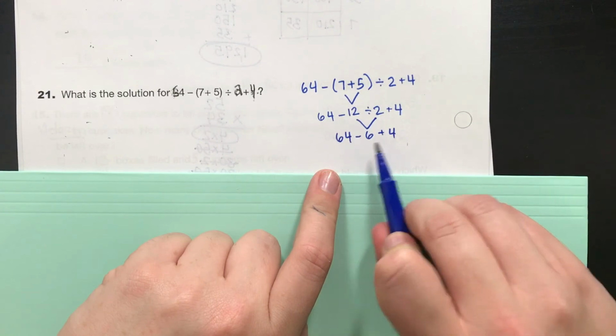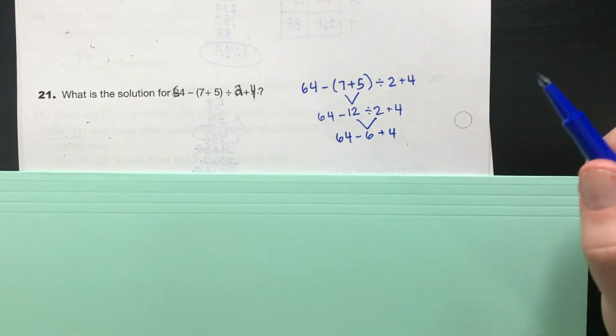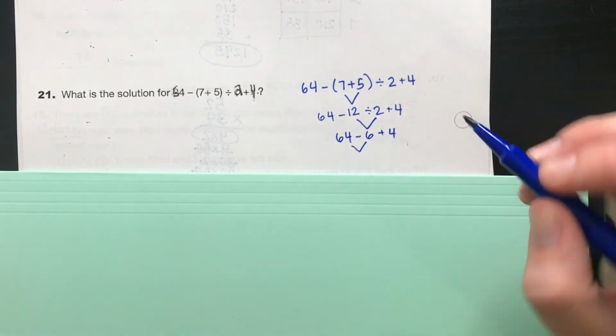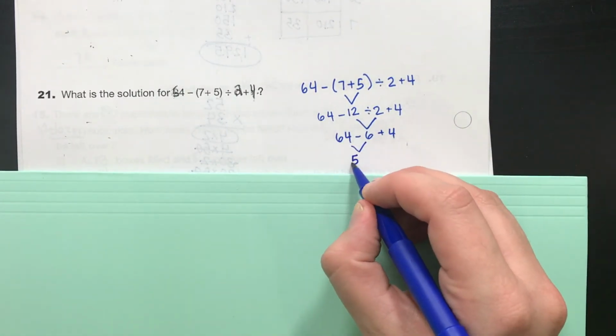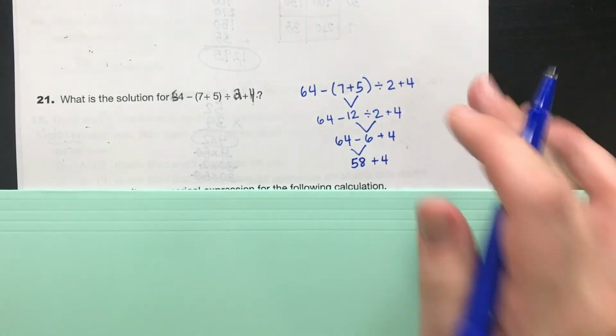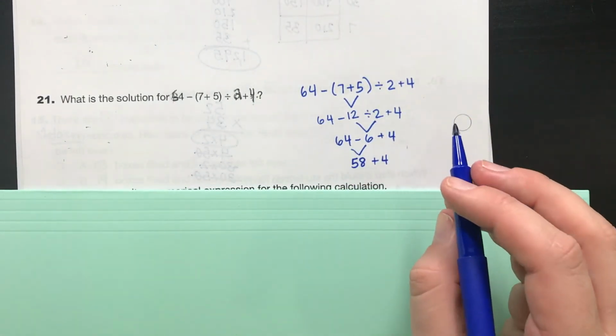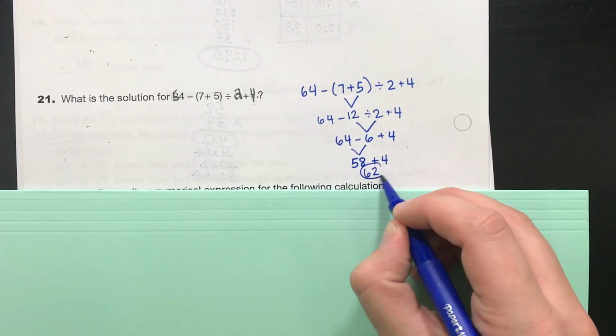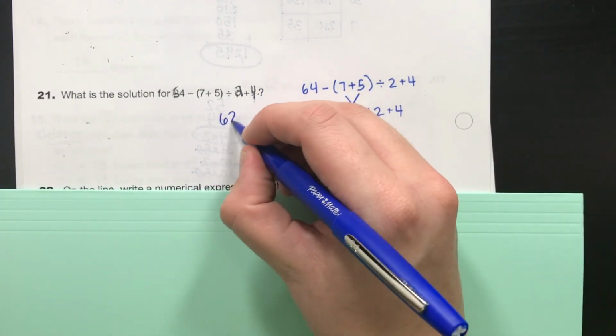And then now I have subtraction and addition, and when I have those two together, I just need to work from left to right. So 64 minus 6 is 58. And then 58 plus 4 is 62. So my answer is 62.